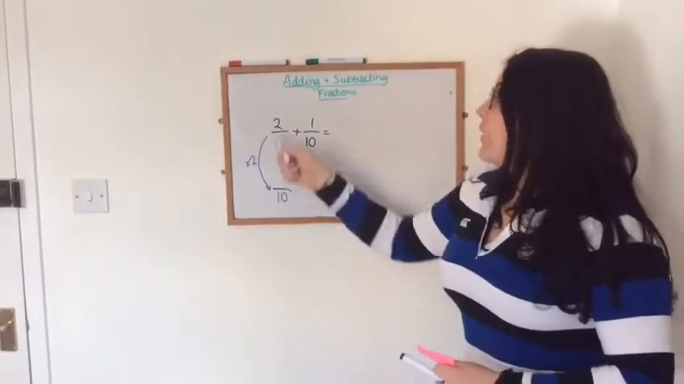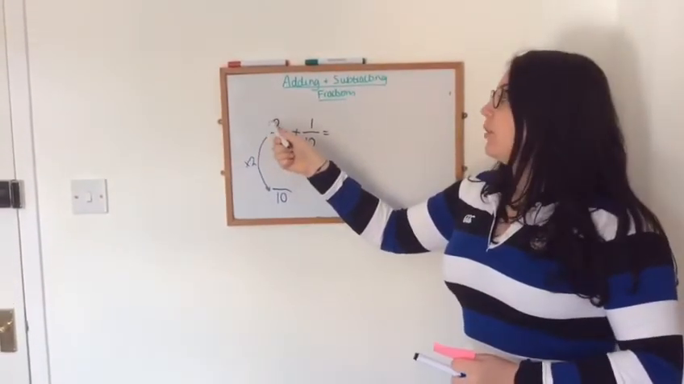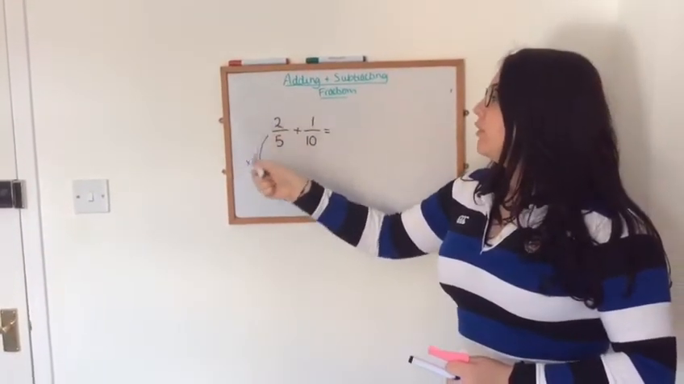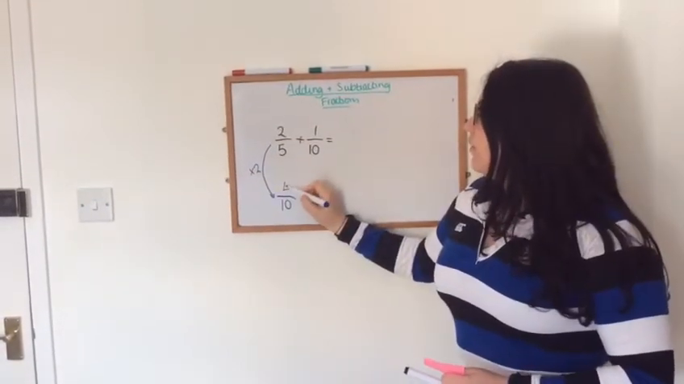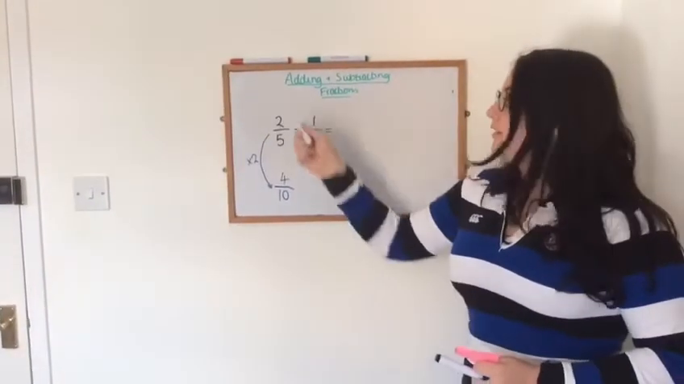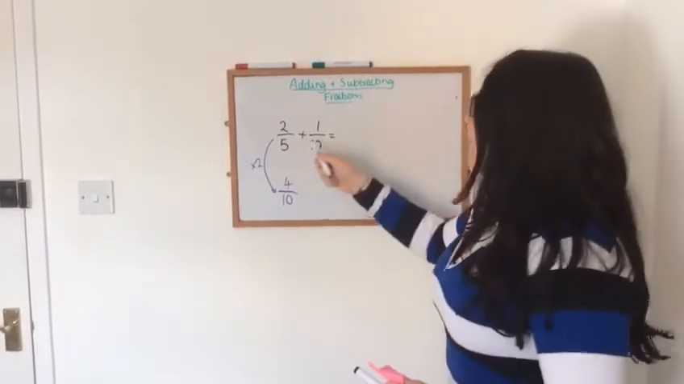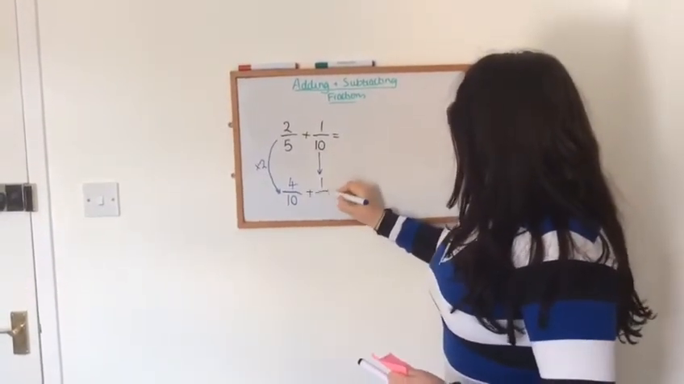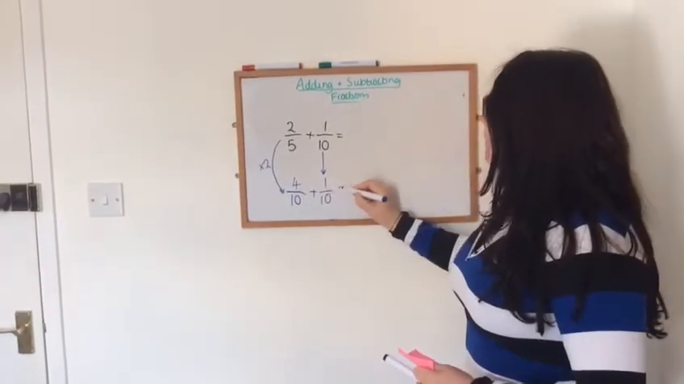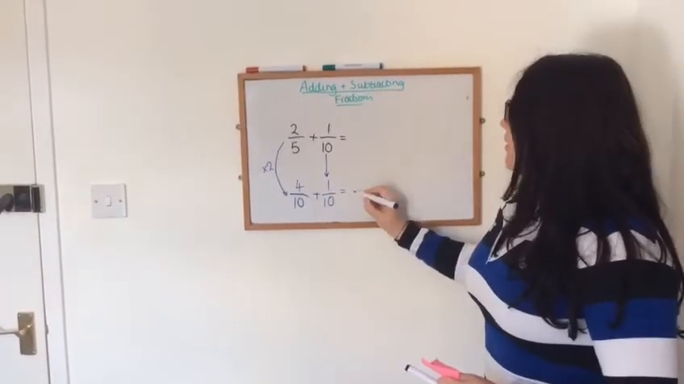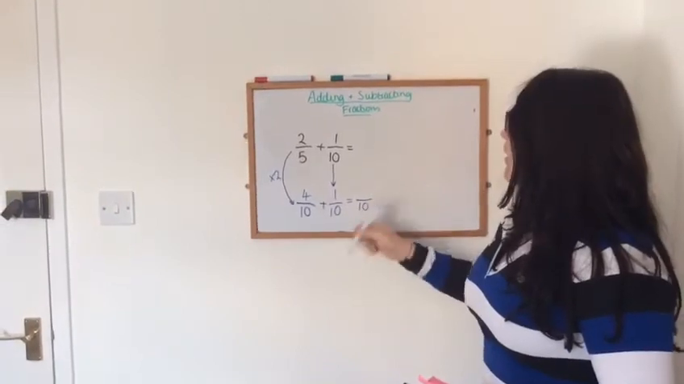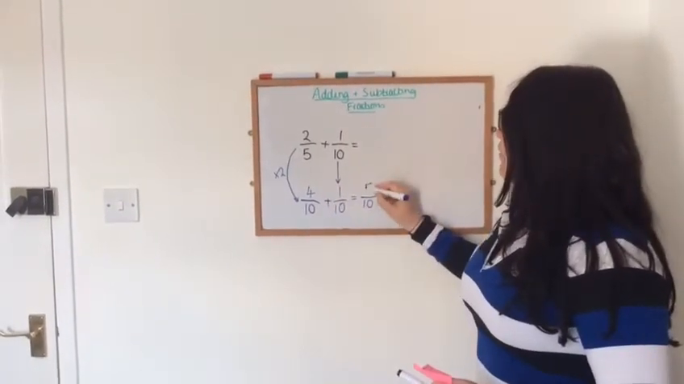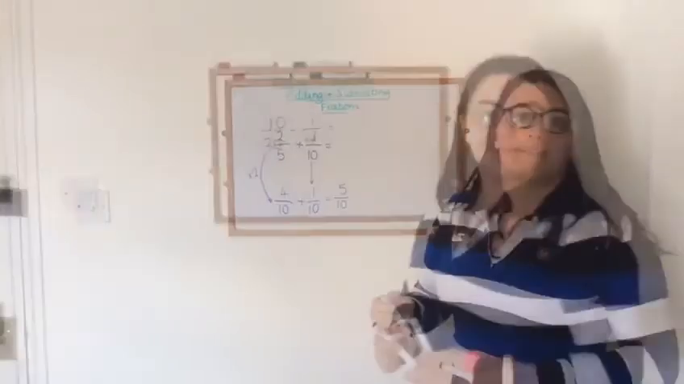Whatever we do to the bottom, we have to do to the top. So my new numerator is going to be 2 times by 2, which is 4. Okay, so that's the equivalent fraction. Now they've got the same denominator, I can bring this one down and then add to it simply like I did earlier. So the tenths is going to stay the same in the denominator. 4 add 1 is 5, so the answer is 5/10.